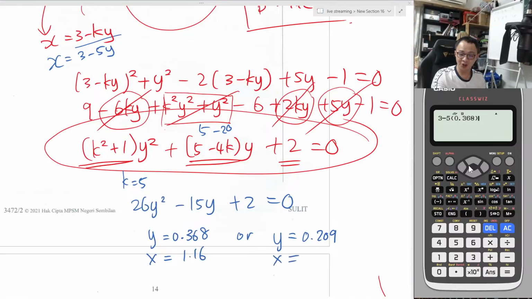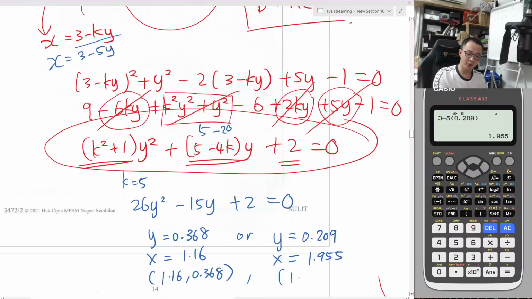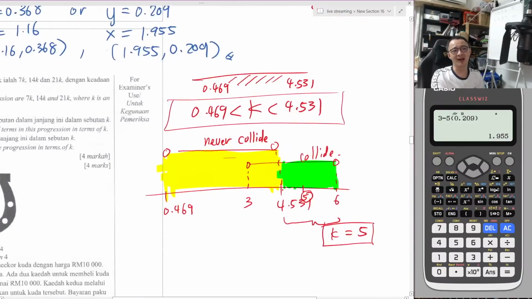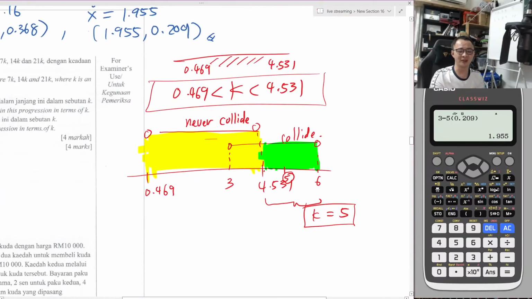This one I'm going to change the value inside here, 0.209. This one will be my second coordinate, 1.955. Alright, so now I got the location 1.16 and 0.368. Second location will be 1.955 and 0.209. Done. Yeah, another format.